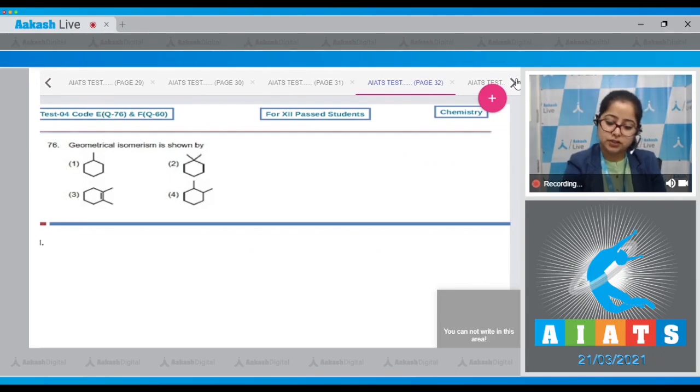Question number 76. Let's read it. Geometrical isomerism is shown by. Students, let's start this question. First of all, we need to know that cyclohexene does not show geometrical isomerism. So obviously option number 2 will not show.